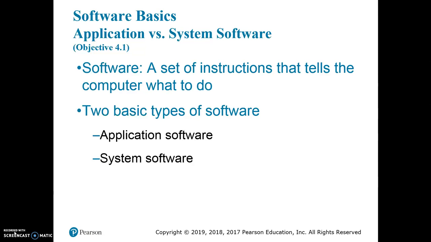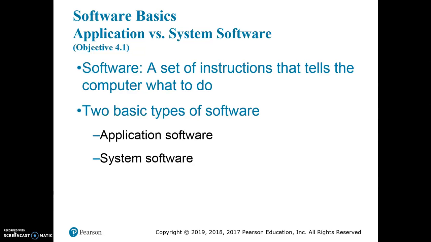So software refers to instructions that tell the computer what to do. All right, you cannot touch software. That's the big difference between hardware and software, or the main difference. And there's two basic categories of software. All right, so we have application software and we have system software.